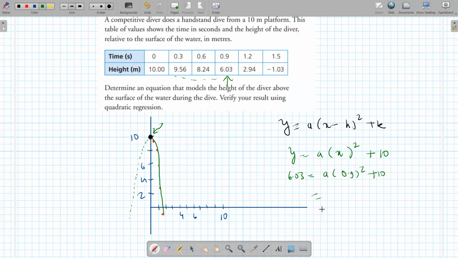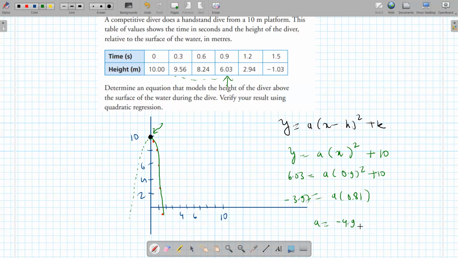How do you solve this equation for a? You subtract 10. Yeah, and then? You square root? No, try again. So I subtracted 10 and got negative 3.97. A times 0.9 squared is 0.81. You would square root both sides if you had a squared equals something. If the variable has a square on it, then you would square root. Here you simply divide both sides by 0.81. That gives me an a value of negative 4.9.